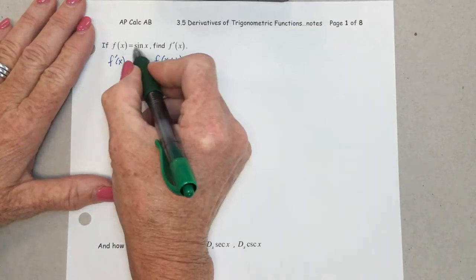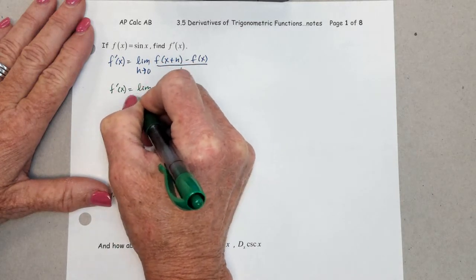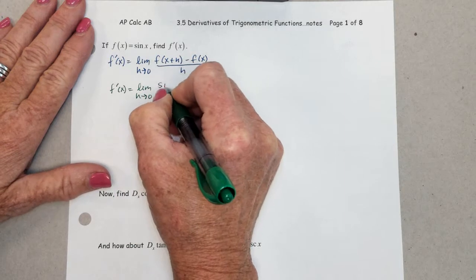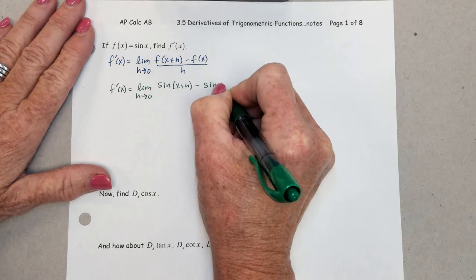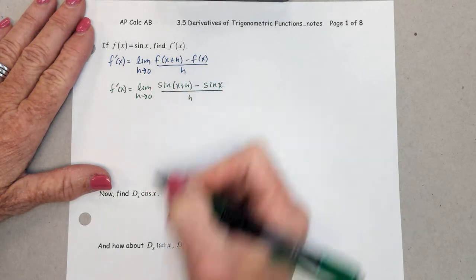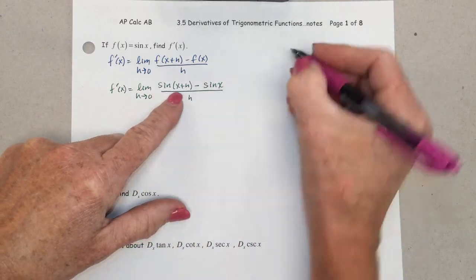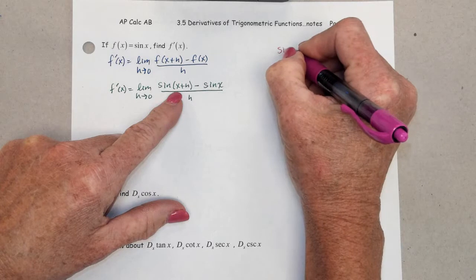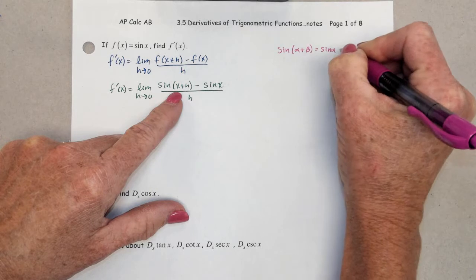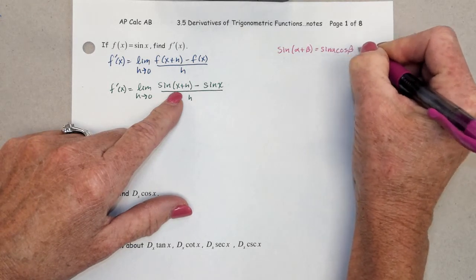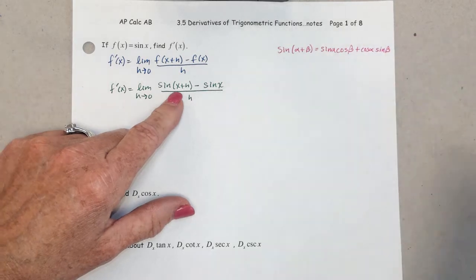and our function here is sine, so we'll use f prime of x is the limit as h approaches 0, sine of x plus h minus sine x all over h. We have to expand out this sine of x plus h. You remember from pre-calculus, the sine of alpha plus beta is sine alpha cosine beta plus cosine alpha sine beta.